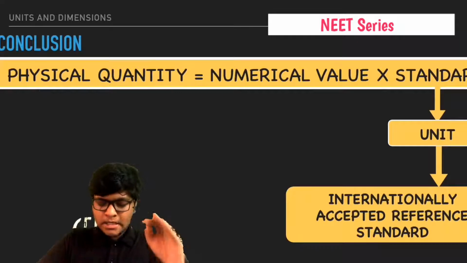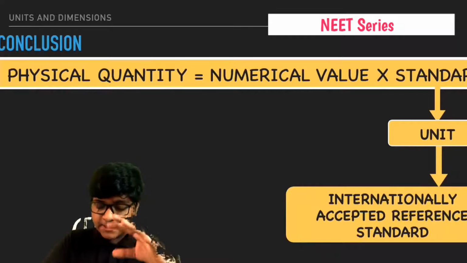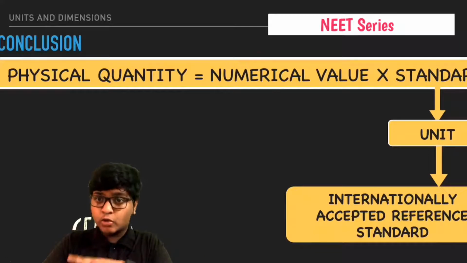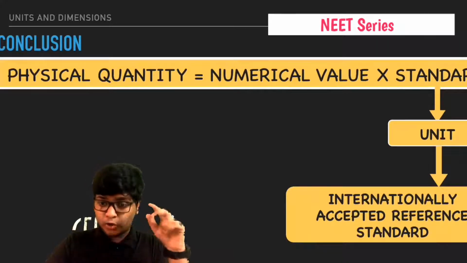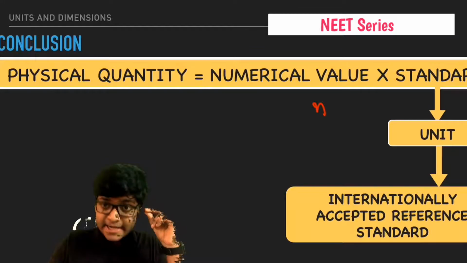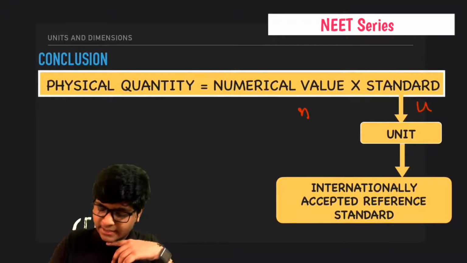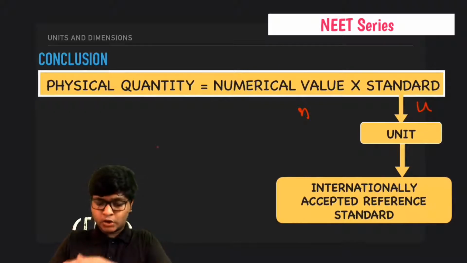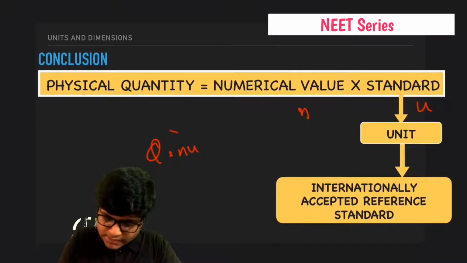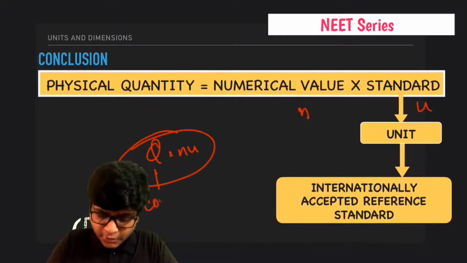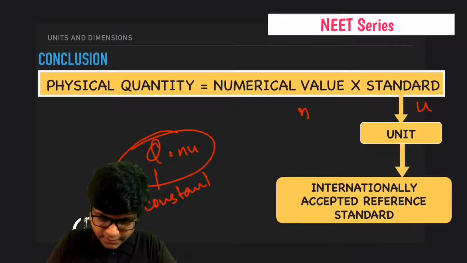Okay, so what is this physical quantity? A physical quantity is generally termed as numerical value into standard. What is this numerical value? It is denoted with the letter N, and the standard is a unit. Q is equal to N into U. It's a very important term, and you have to remember here that Q is constant.